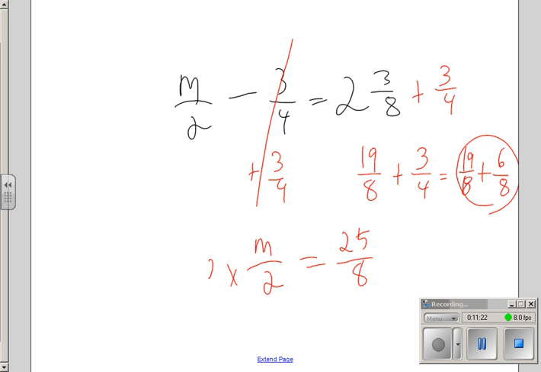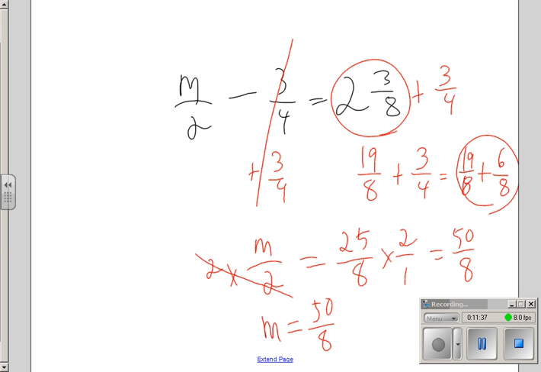Now I'm not going to change it to mixed right yet because what I want to do is I want to multiply both sides by 2 because I'm not done isolating the variable. I get m over here. Multiply this side by 2. I get 50/8. Now that's my answer. The only problem is it's improper. And because I started with a mixed fraction, it's always good form to put it back to the mixed fraction.